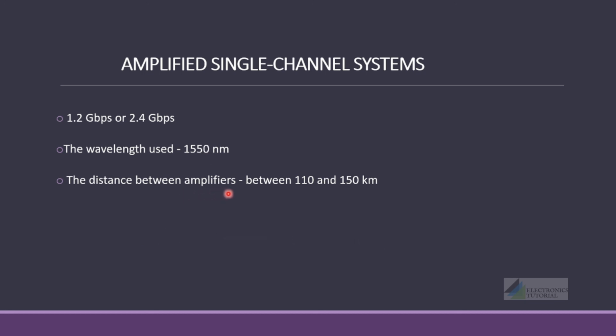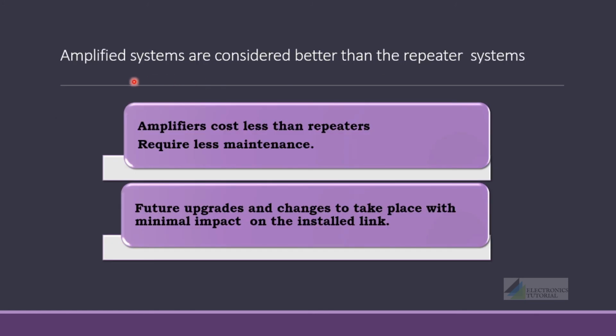The distance between the amplifiers is increased to 110 kilometers to 150 kilometers. Usually, these amplified systems are considered better than the repeater systems. The amplifiers cost less than repeaters. This is because of the reason that repeaters have to do complex processing steps. These amplifier systems require less maintenance also. As we have discussed earlier, in amplifier systems, future system upgrades and changes can take place with minimal impact on the installed link.